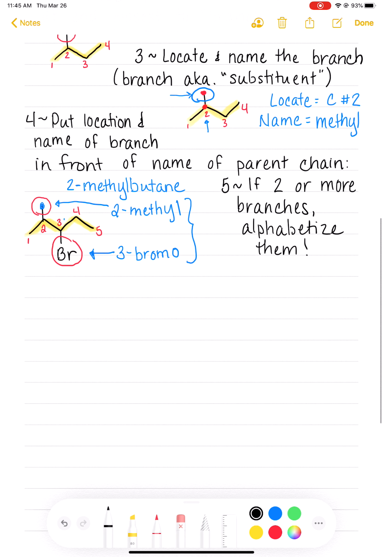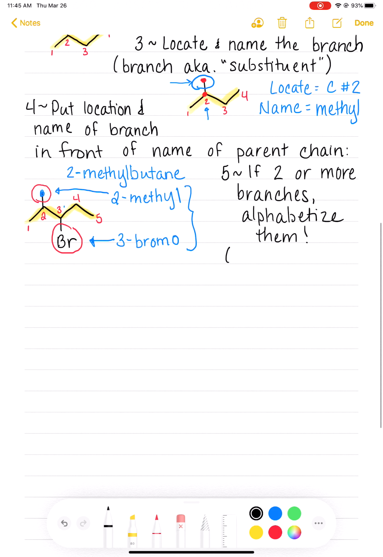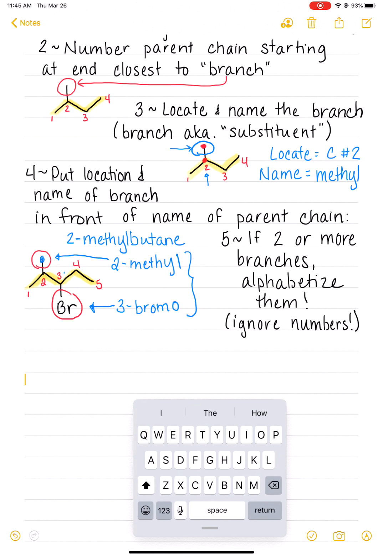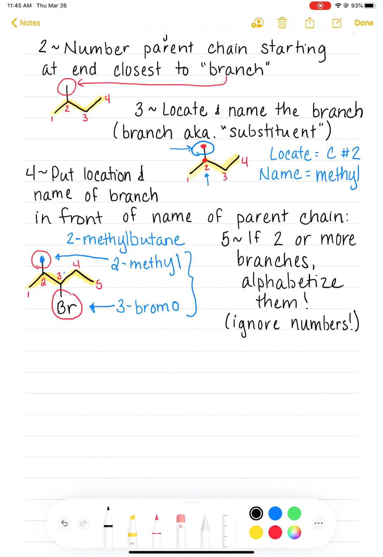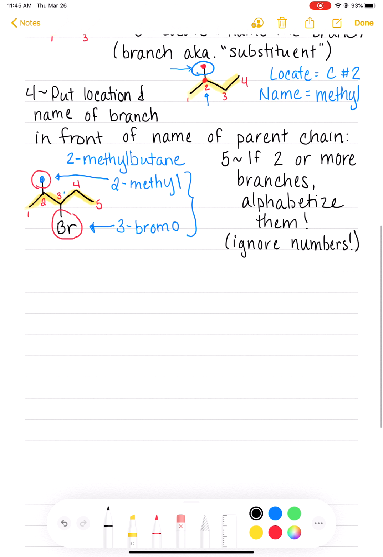Not paying attention to numbering at all. So we are going to ignore their numbers. We're just paying attention to their names. So to name this molecule that we're working on, our branches are 2-methyl and 3-bromo. And we alphabetize them.